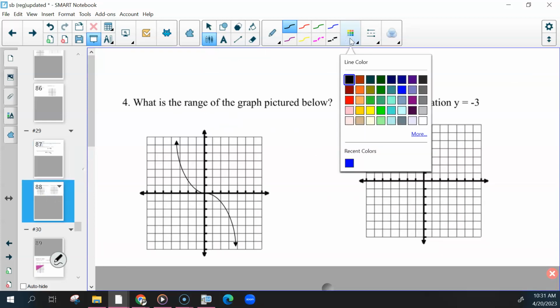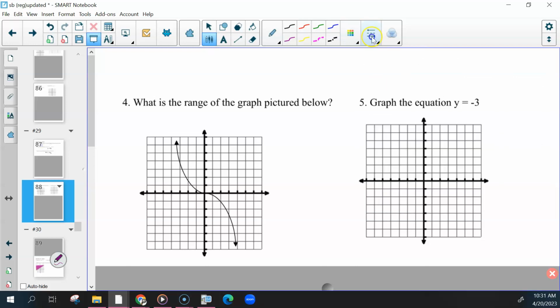Four cannot be done in Desmos. So this is something you would have to know. Range is your y values, lowest to highest. So what is the lowest value? It keeps going to negative infinity. What about the highest value? It also keeps going to the positive infinity.